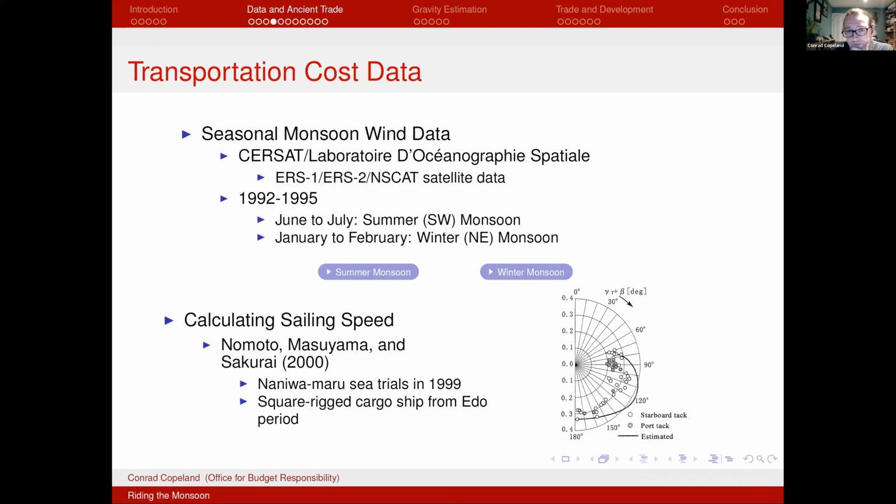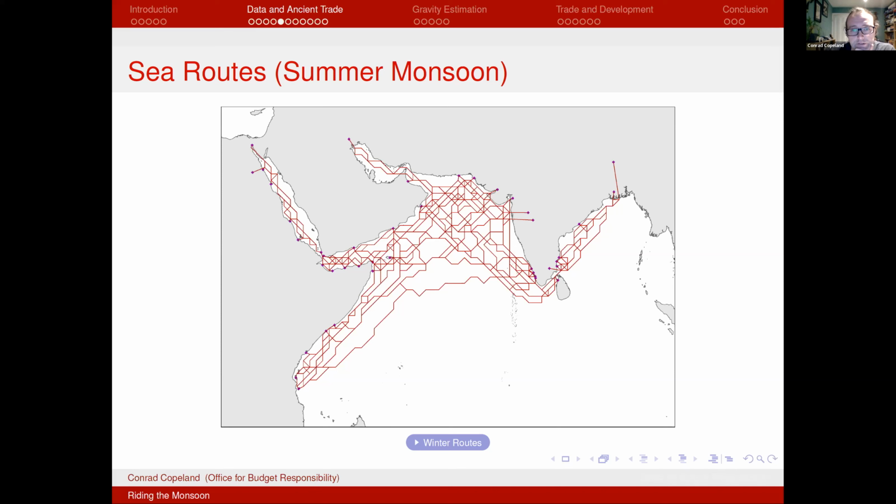And wind speed comes from satellite data and a model of a reconstruction of a square-rigged cargo ship from the Edo period that was done in Japan, and it roughly models what we're expecting from ancient ships that would apply to the Indian Ocean. And this is used to calculate basically routes between different cities named in the Periplus within the different monsoon seasons. This is the summer set of routes. There's a complementary set of winter routes, which I won't show, but you get the idea.